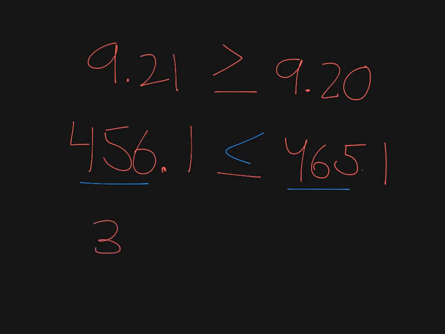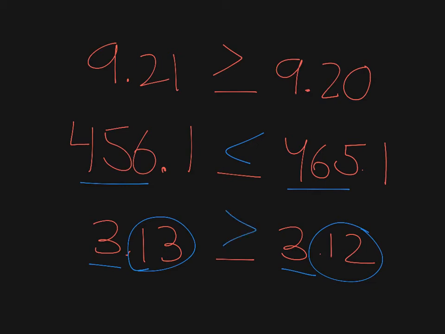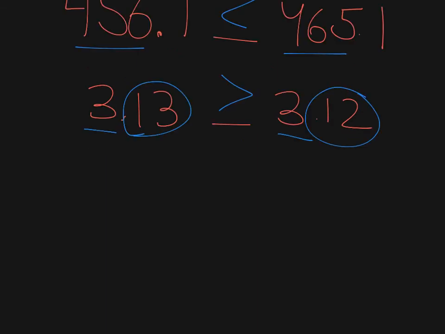Last one, 3.13. Compare that with 3.12. Obviously, they both have 3, but this is 13 and this is 12. So 13 hundredths is greater than 12 hundredths. Moving along, it says, what is the value of the underlined digit? Here is the number. It's the same number from yesterday. And here it is. And it's asking for the 5.